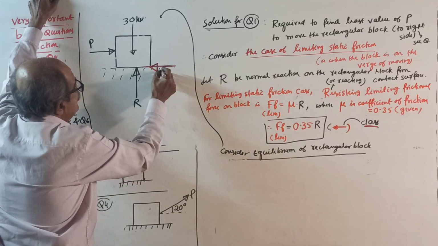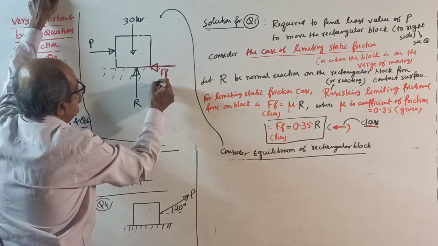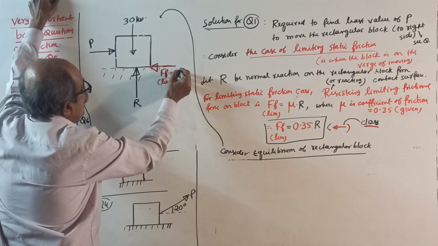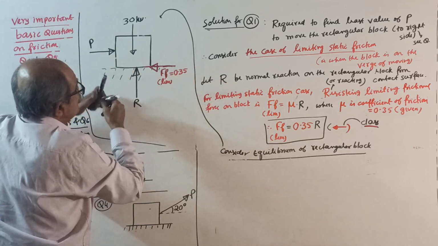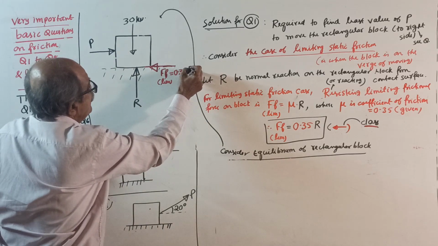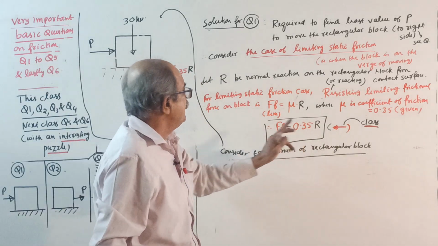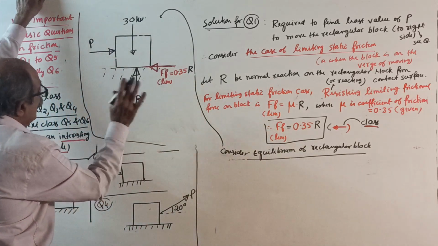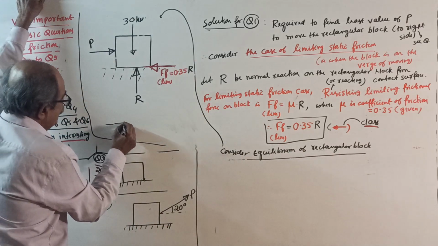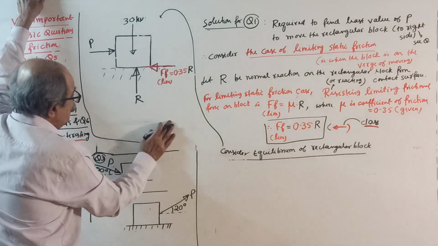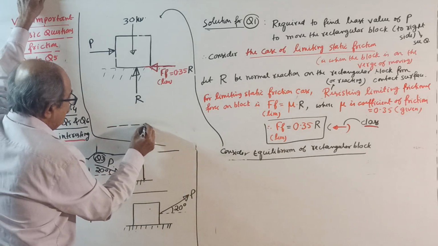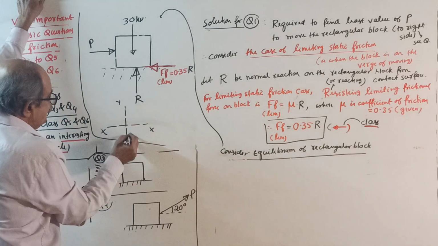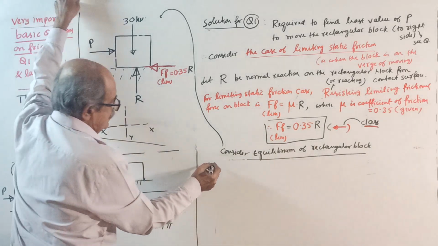You always write this as F_f limit equal to 0.35 times R. This side, we already got it: F_f limit equal to 0.35 R. Okay, this is the equilibrium. Then you show the reference axis correctly. Always make a practice: this is our X-X, this is our Y-Y. Okay, now start.